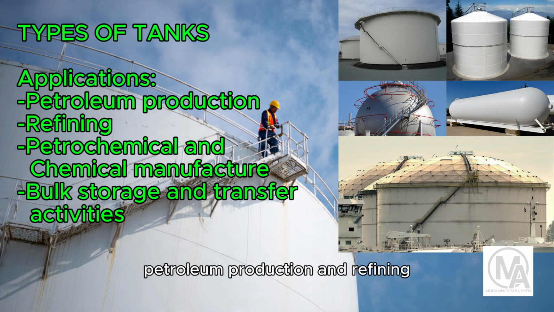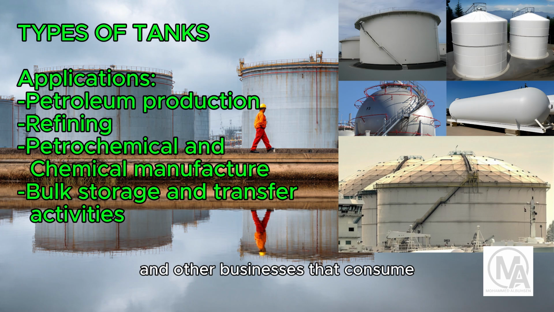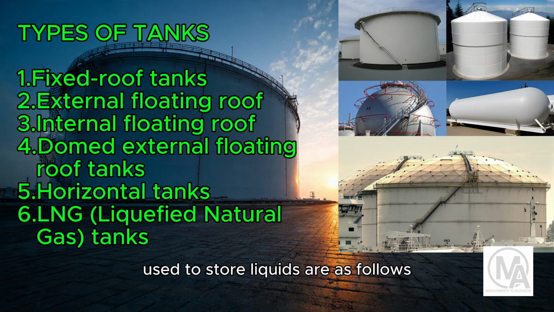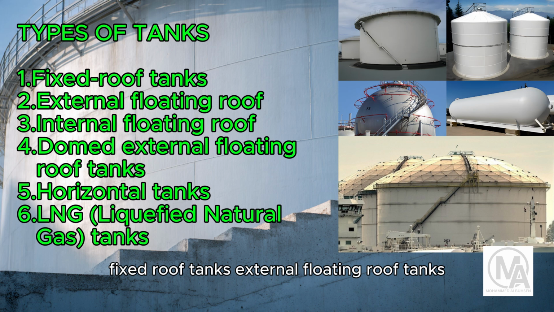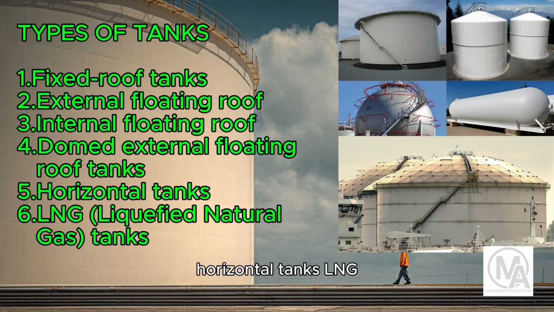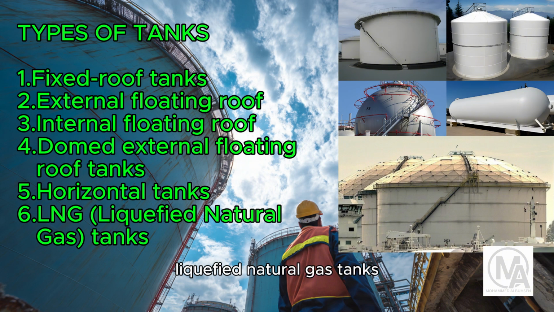Petroleum production and refining, petrochemical and chemical manufacture, bulk storage and transfer activities, and other businesses that consume or produce liquids and vapors are all sectors that use storage tanks. The most common types of storage tanks used to store liquids are as follows: fixed roof tanks, external floating roof tanks, internal floating roof tanks, domed external floating roof tanks, horizontal tanks, and LNG (liquefied natural gas) tanks.